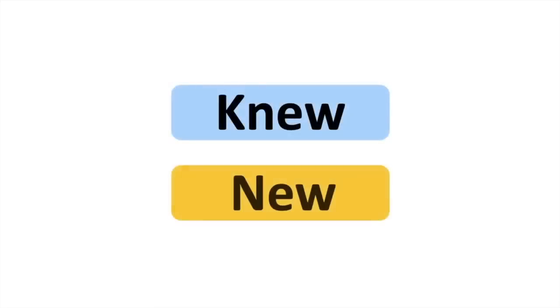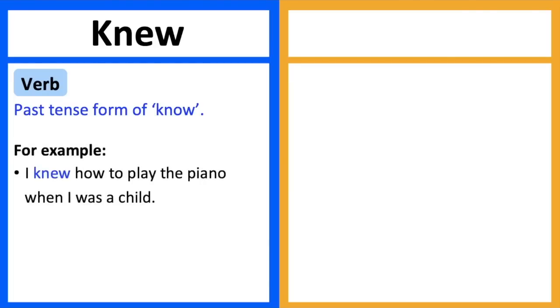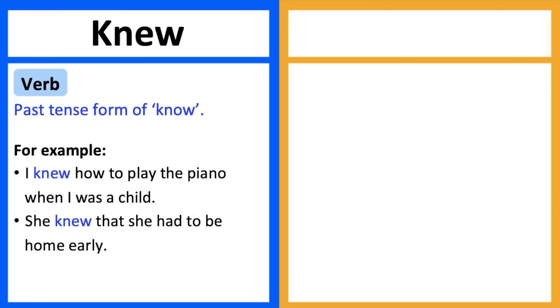Knew, new. Both words are pronounced the same, however, they have different spellings and different meanings. Knew. Knew is the past form of the verb to know, which means when you have knowledge of something. Therefore, when we talk about the past tense, we are referring to something that we had knowledge or understanding of in the past. For example, I knew how to play the piano when I was a child. She knew that she had to be home early.